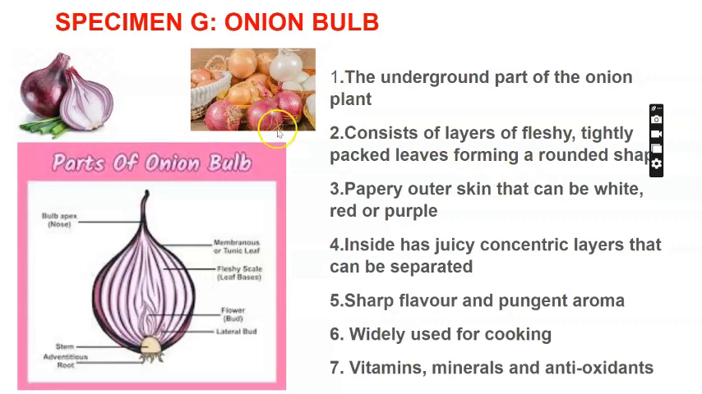Alright, yes. Then the skin of the onion looks like paper. It can be white, it can be purple, and just like you have here, you can see the various colors of the skin of the onions. Then the onion has a very sharp and pungent aroma and is widely used for cooking. Not just that, onion is loaded with lots of vitamins, minerals and antioxidants.